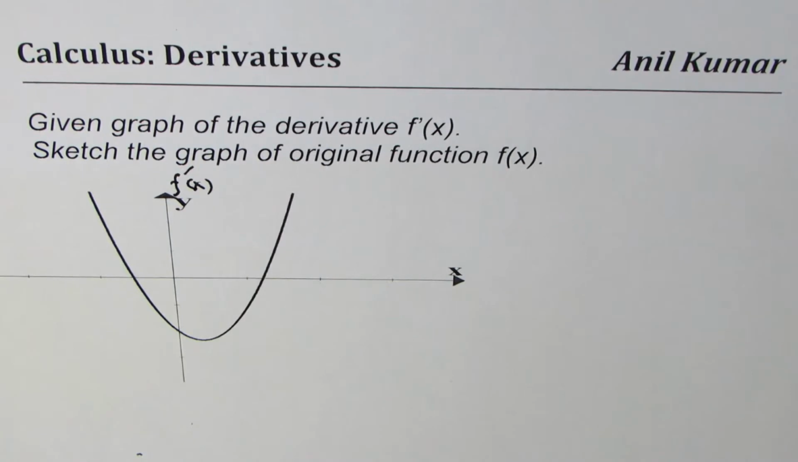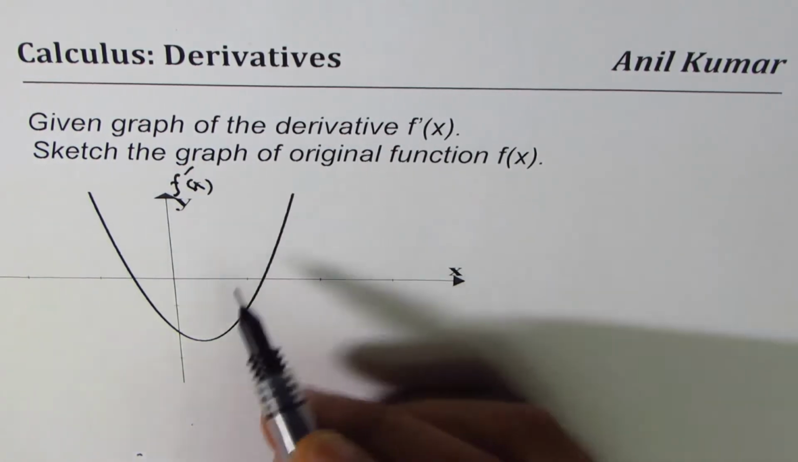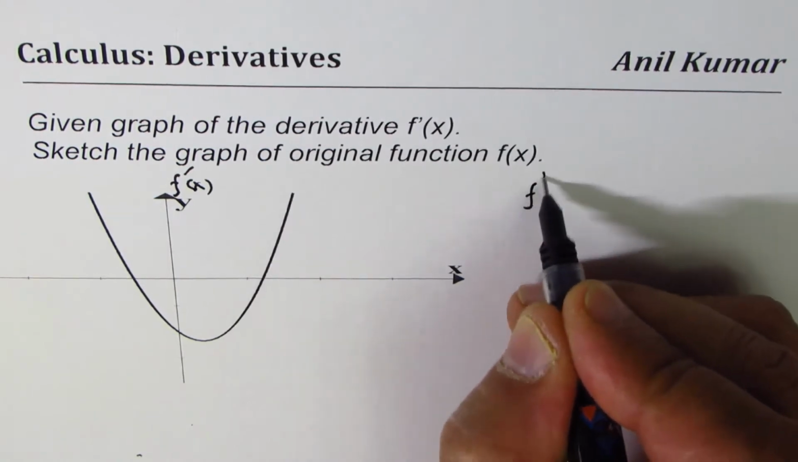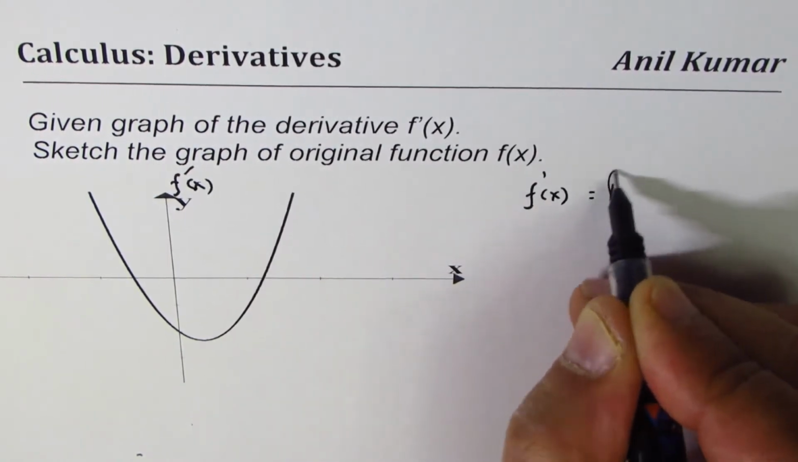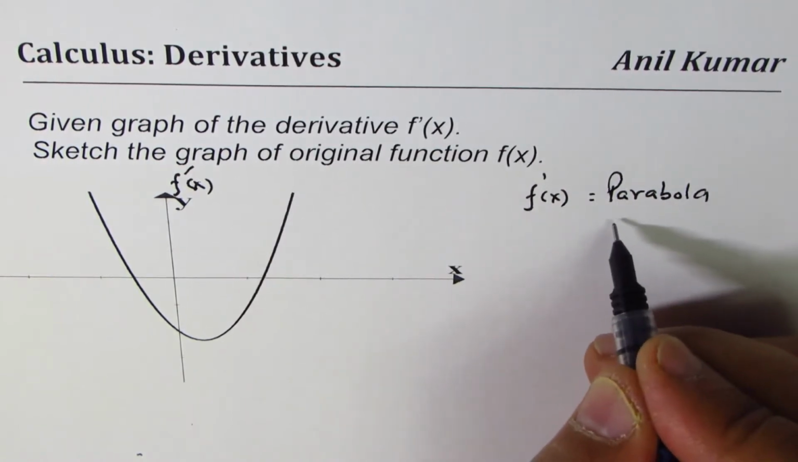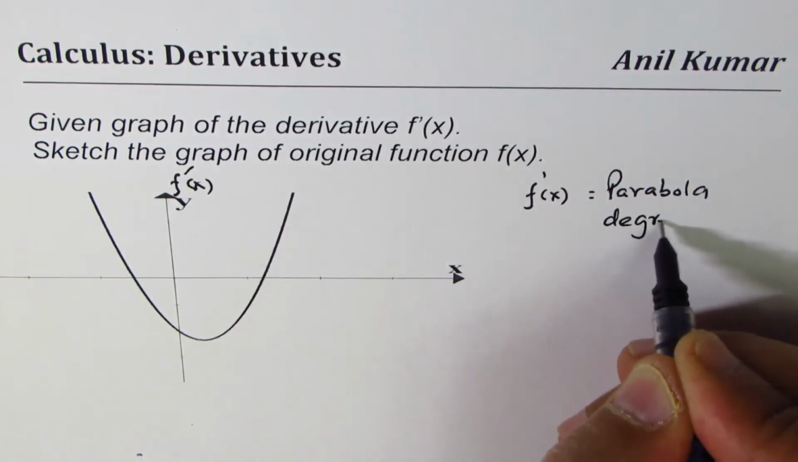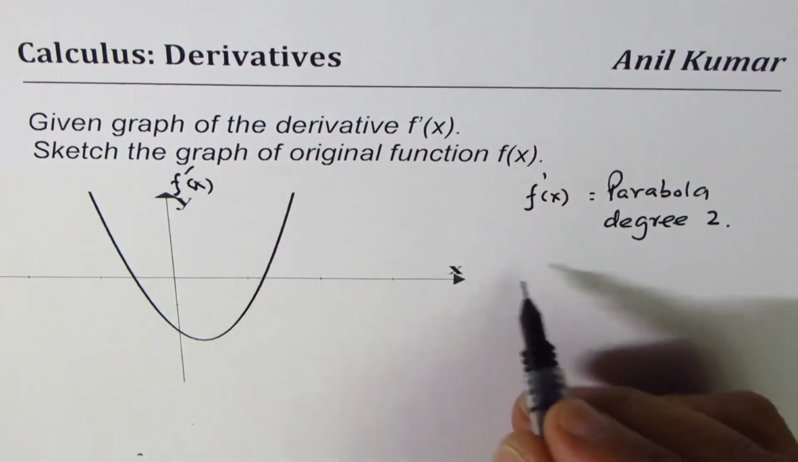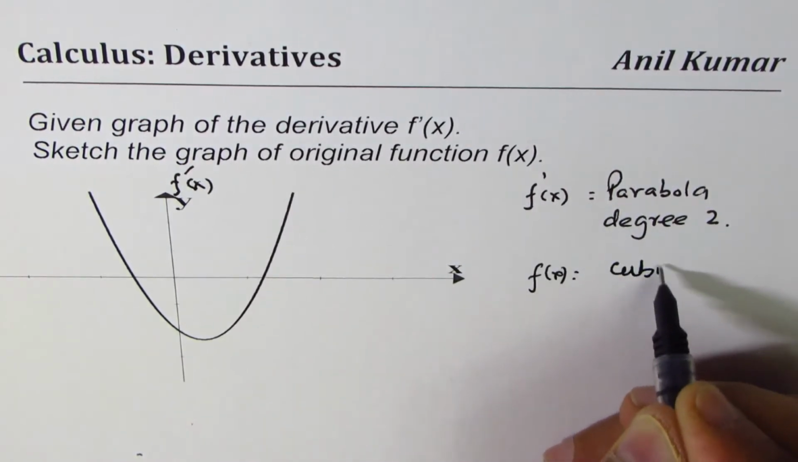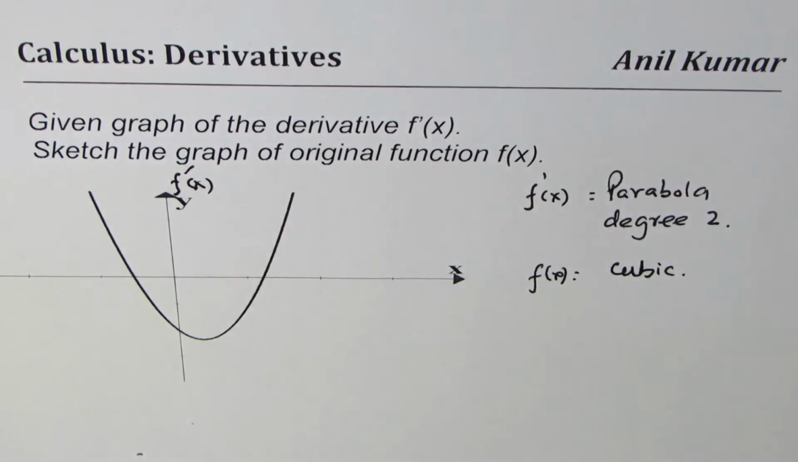Now, before getting into the details, let's observe a few things. So f dash x is a parabola, that means quadratic, degree 2. So what is f of x? It should be cubic, right? That is very important to understand.